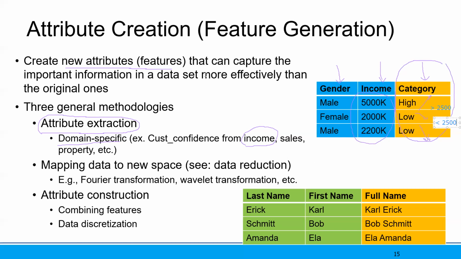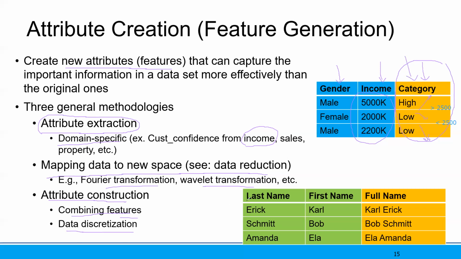We can map the data to a new space. If we map the data into a new space, we can check based on data reduction. We can use the Fourier transformation or the wavelet transformation that we already learned. Or we can do attribute construction. Attribute construction means we can combine features, and we can also do data discretization. So this is also a type of data discretization.